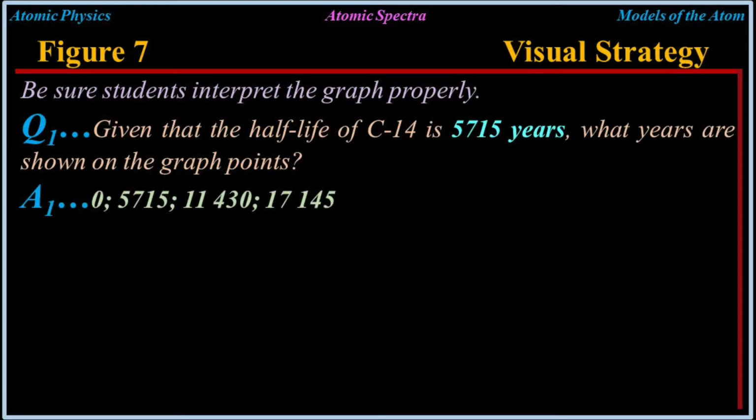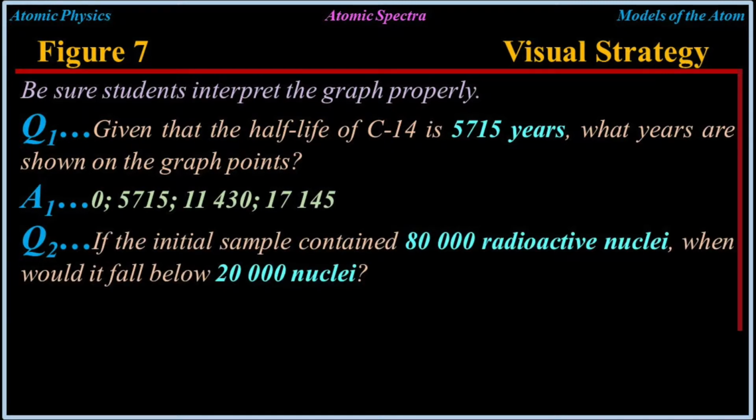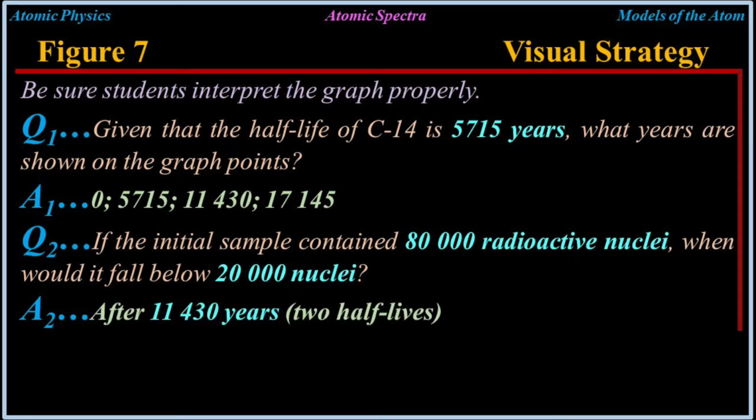The answer: 0, 5,715, 11,430, and 17,145. If the initial sample contained 80,000 radioactive nuclei, when would it fall below 20,000 nuclei? After 11,430 years, 2 half-lives.